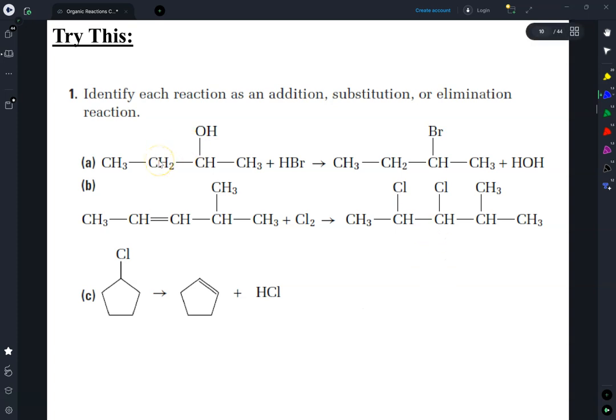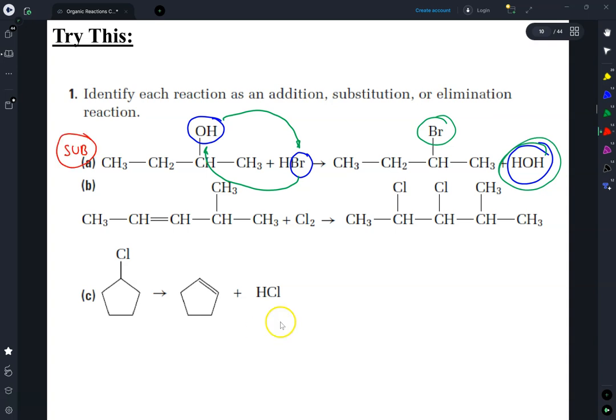In example A, I see an OH group, and I see an H group, and then I see water. So that usually tells me that there's going to be a substitution reaction, specifically condensation, because water is being released. So what's happening over here is the bromine and the hydroxyl group are going to switch places. And so the bromine is located here now, while the H and OH have formed water. So reaction A is substitution.